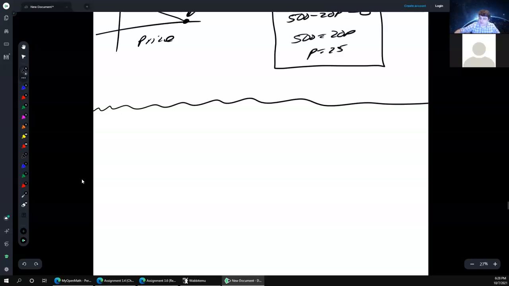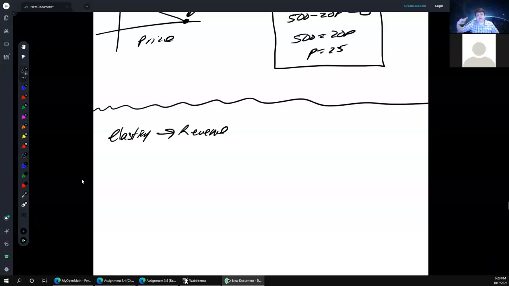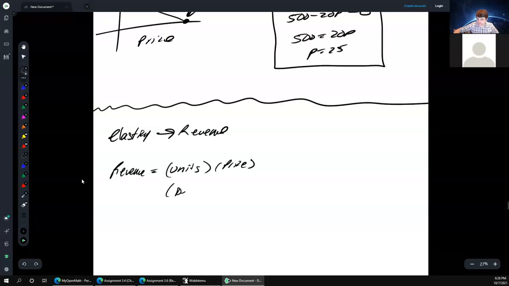One more thing we're going to talk about is how does elasticity affect revenue? There's a very simple explanation here, but to get into that, remember that when we're talking about revenue, we're talking about the number of units times the price, or remember, we're talking about the demand times the price.